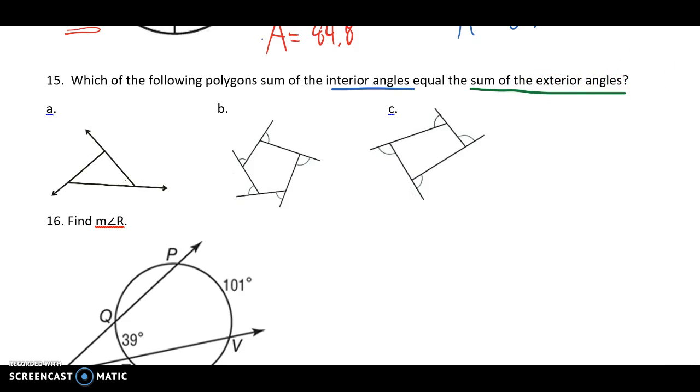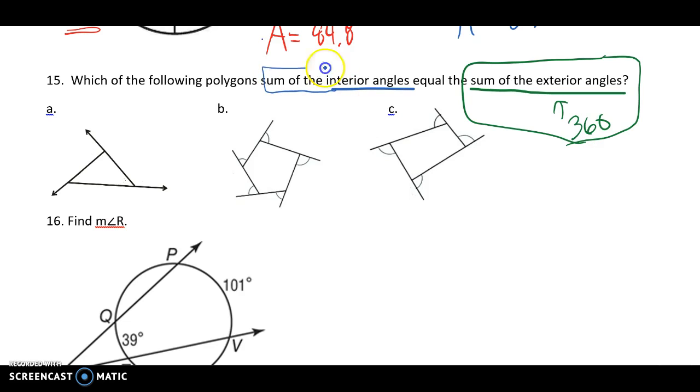Well, we know that the sum of the exterior angles is always equal to 360, no matter what polygon we're talking about. Okay, so all we need to do is look at the sum of the interior angles of these guys, see which one of them is 360, and we'll know that that'll be the one that's equal. Okay, that'll be the only time that the interior angles equal the exterior angles.